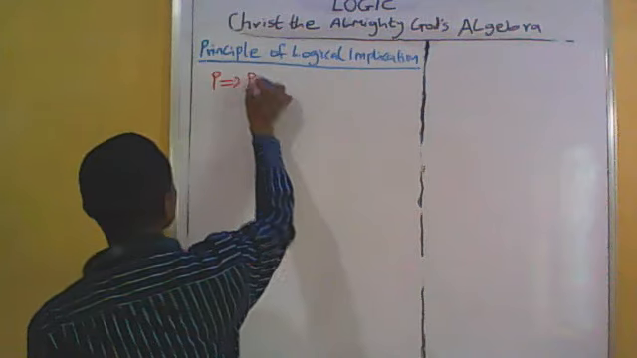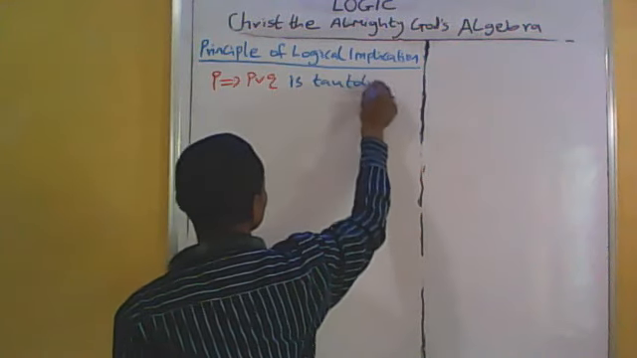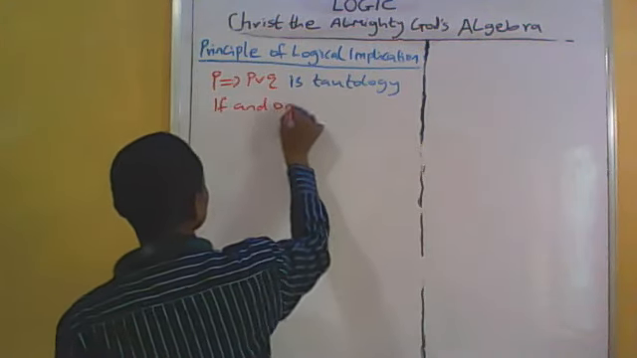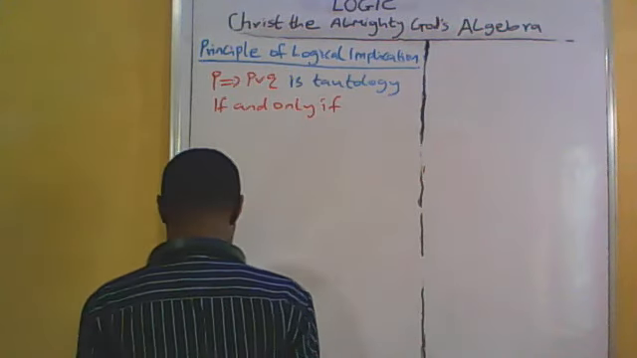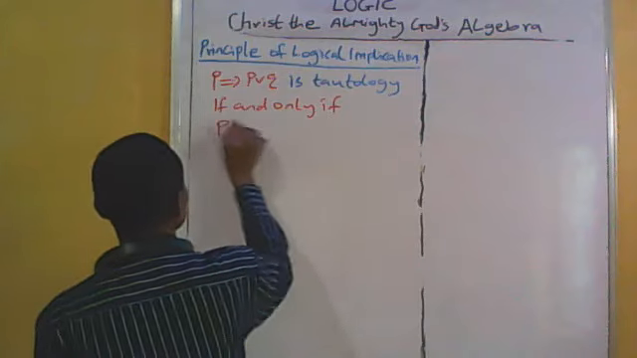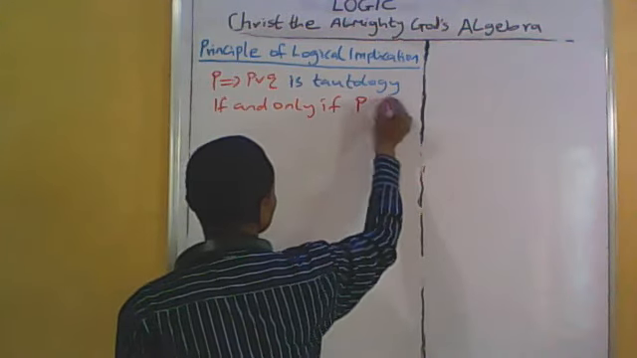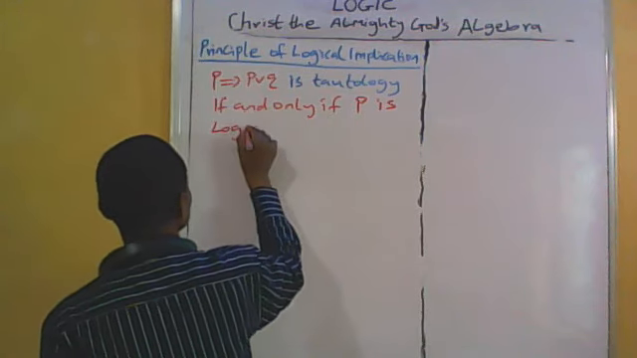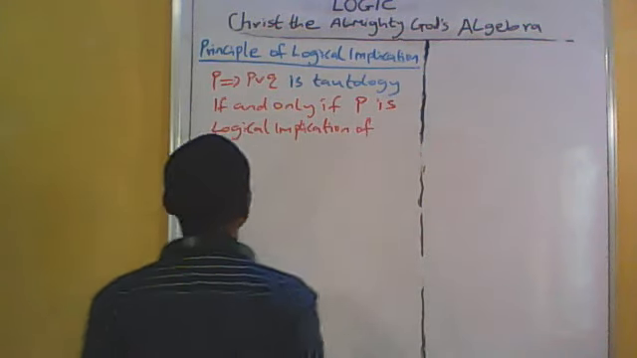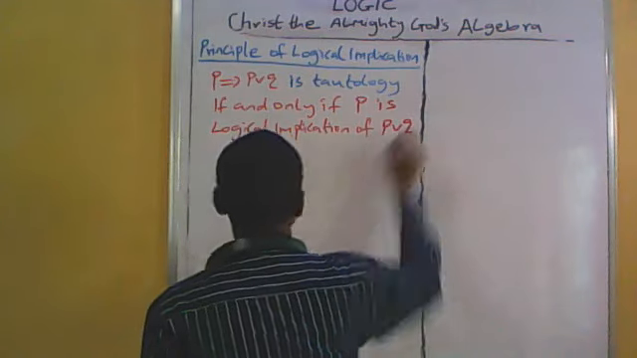P implies P or Q is a tautology if and only if P is a logical implication of P or Q.